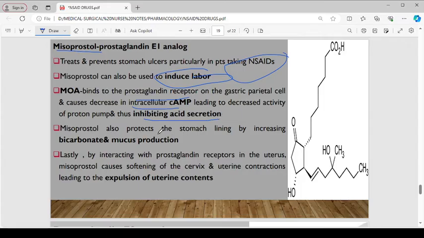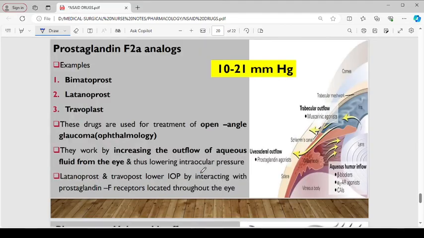Misoprostol can also be used to protect the stomach lining by increasing the bicarbonate, which normally neutralizes the excessive acid, and also mucus production that will protect the layers from the effects of the hydrochloric acid. So by interacting with the prostaglandin receptors in the uterus, misoprostol can also cause softening of the cervix, uterine contraction, leading to expulsion of uterine contents.